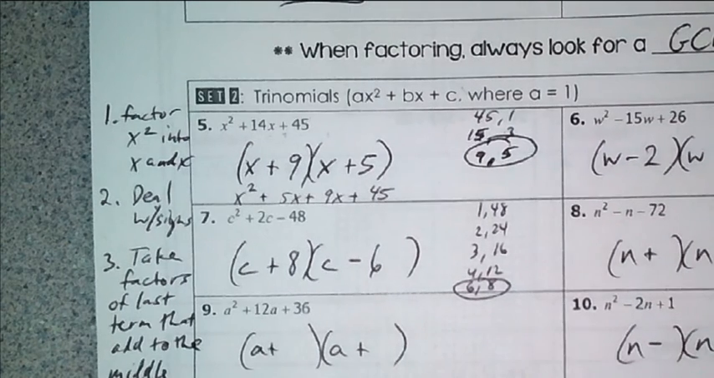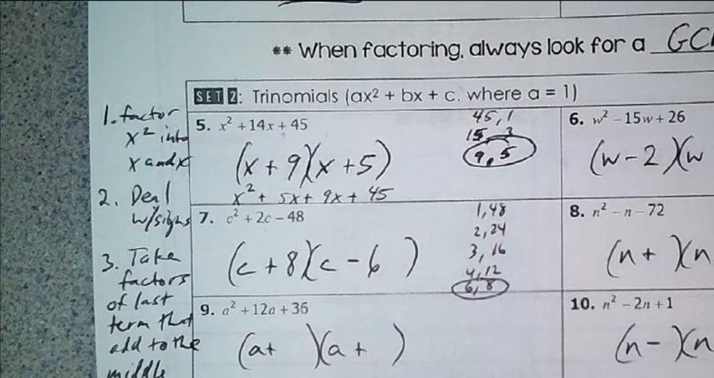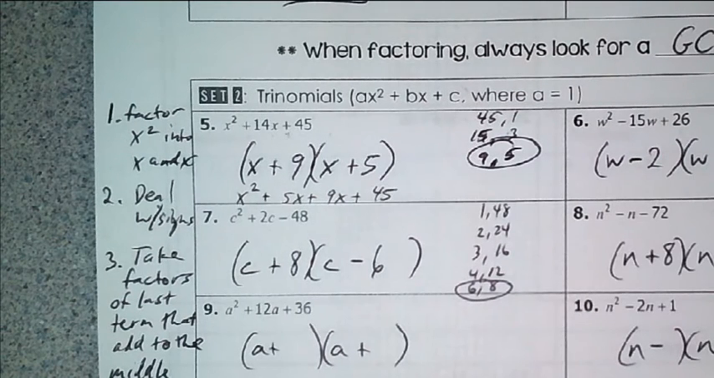So put the 9 where? Put it at the end because you want to end up with a negative 1 when you add them, right? So 8 plus negative 9 is negative 1. We're done. We did it. And 8 times negative 9 is negative 72.